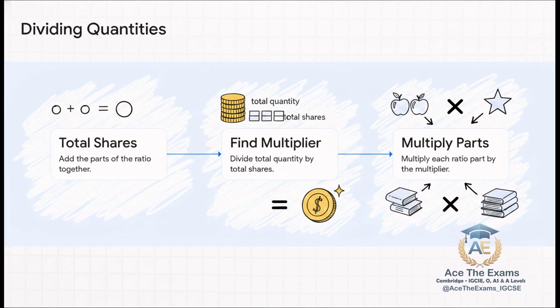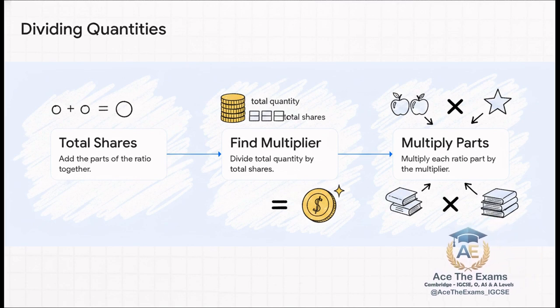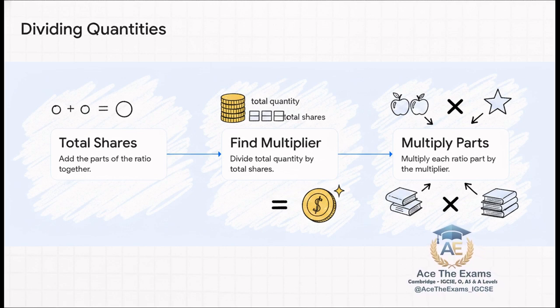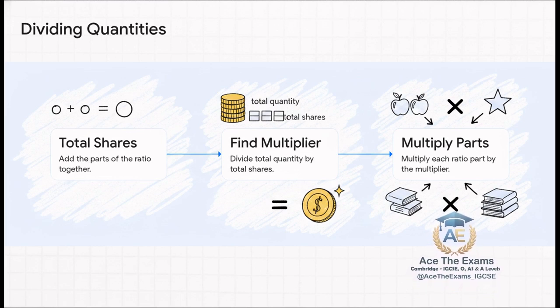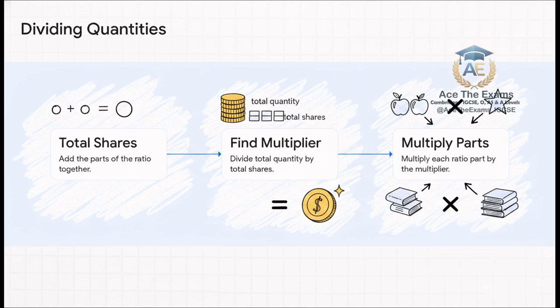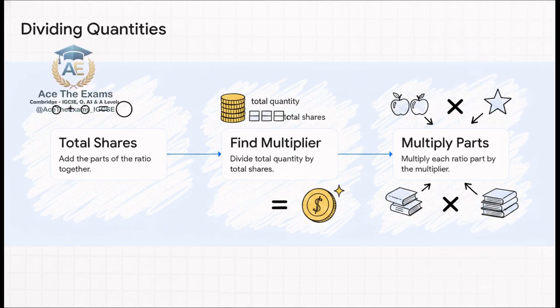Step 1. Figure out how many total shares exist in the whole system by adding the numbers in the ratio together. Step 2. Take your grand total quantity and divide it by those total shares. What does this give you? Our old friend, the multiplier. It tells you the exact value of one single share. Finally, step 3, multiply each individual part of the ratio by that golden multiplier.